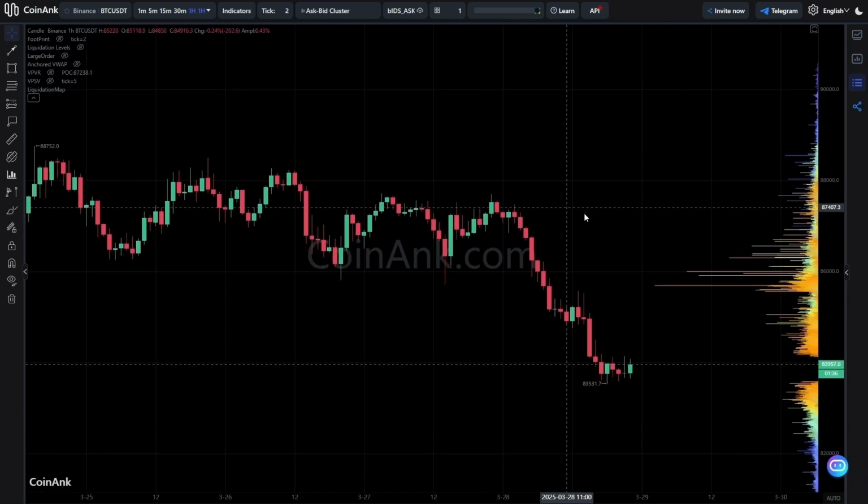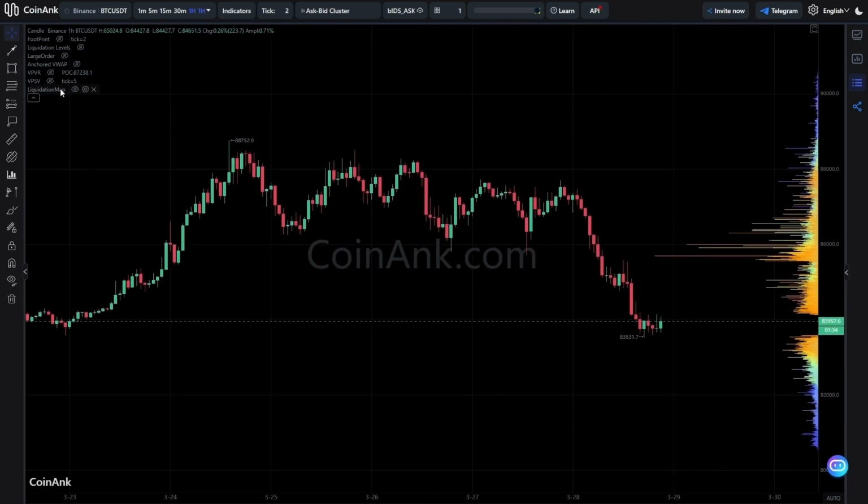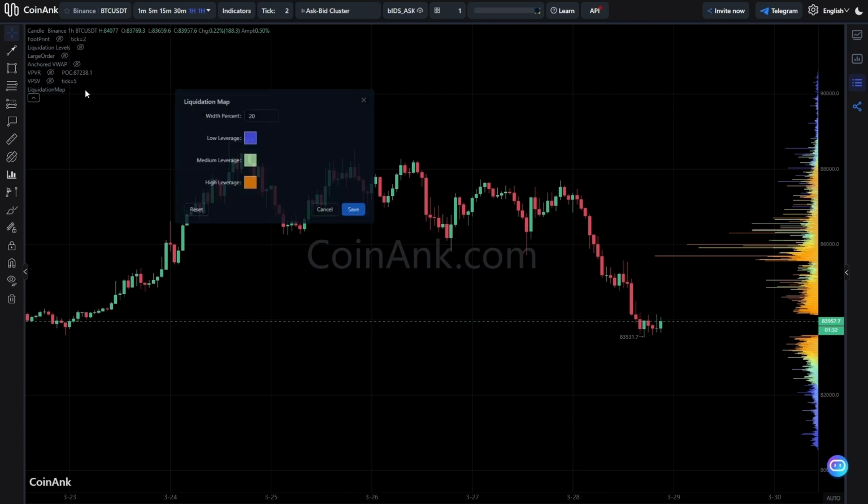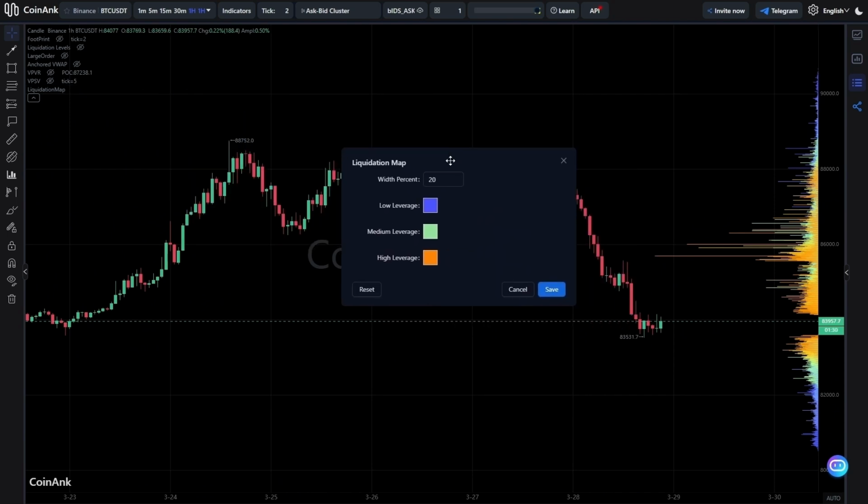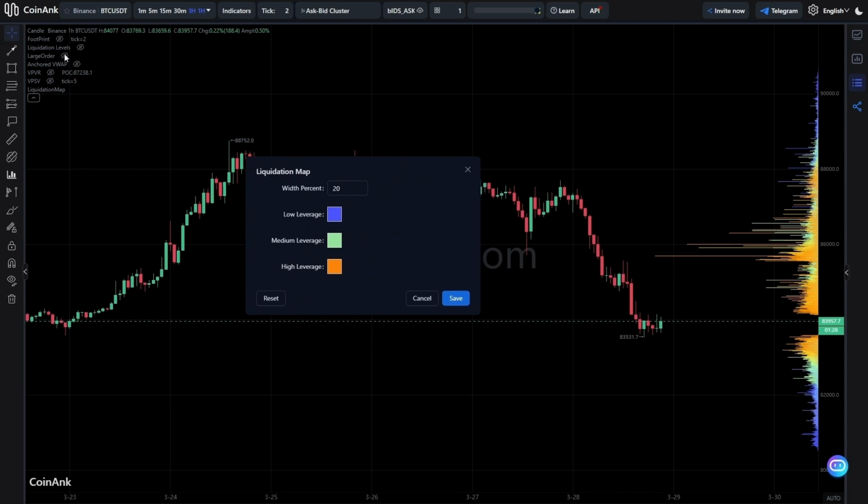Then we have the liquidation maps. So if I open the settings there as well, you can see what this means. This is pretty similar to the liquidation levels, but this shows us more or less where the highest volume is sitting of liquidation. So orange line high leverage, green lines medium leverage, blue line low leverage.